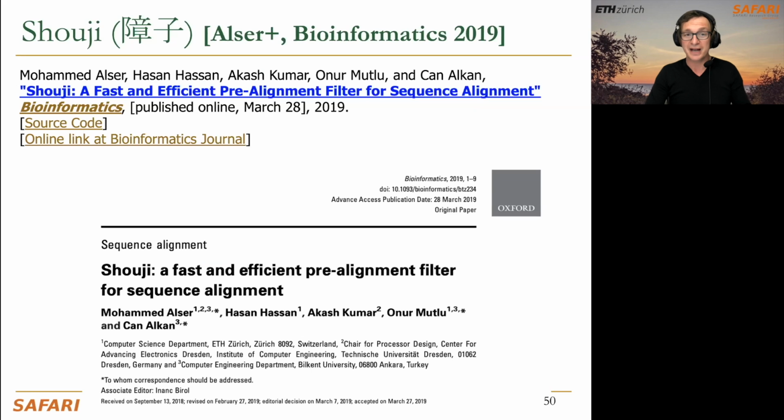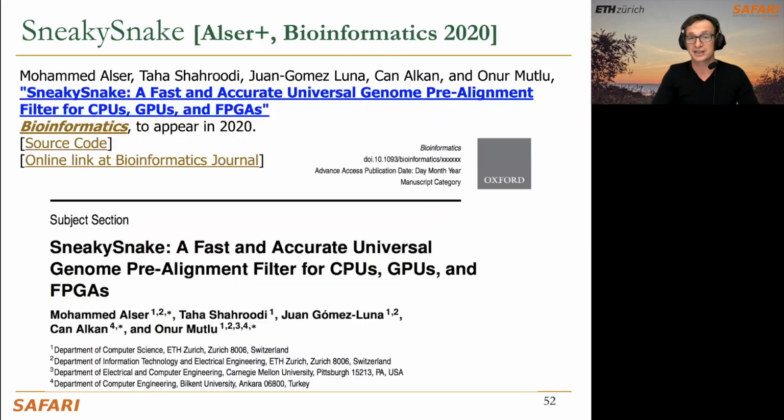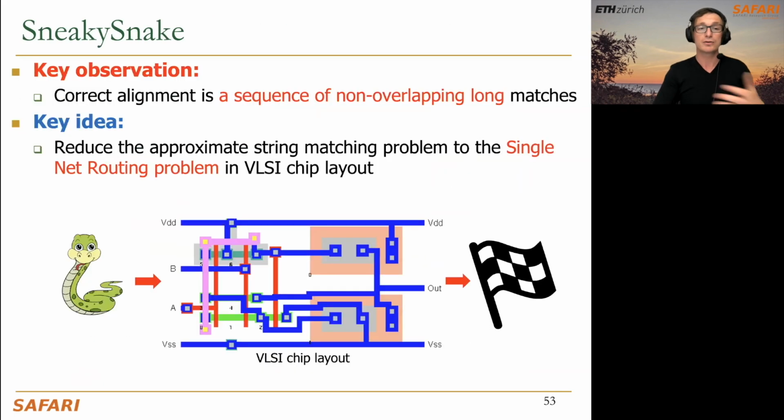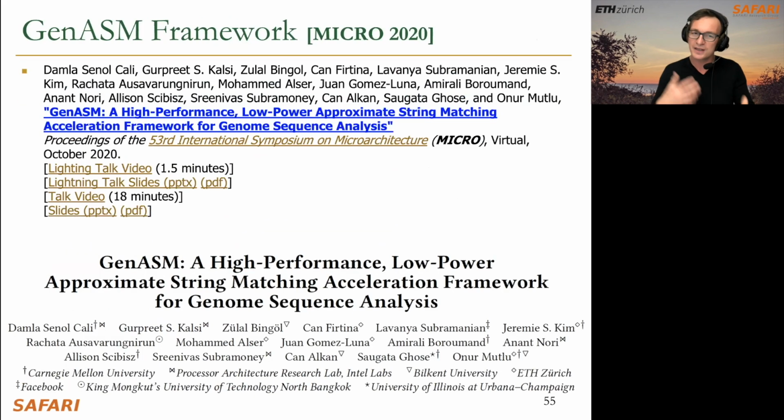Later, we developed a lot of other algorithms. This is another example of an FPGA design that I will not go into, but this exploits some insights so that you can build a sliding window-based alignment algorithm in FPGA. And this turns out to be much faster than prior algorithms. And more recently, we also looked at another algorithm that transforms the approximate string matching problem to the single net routing problem in VLSI chip layout. And as a result, it accelerates the problem significantly, more than an order of magnitude, another order of magnitude, essentially. I'm going through these relatively quickly, but this hopefully gives you an idea of the algorithm-architecture co-design characteristics.